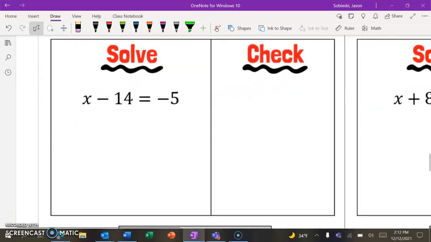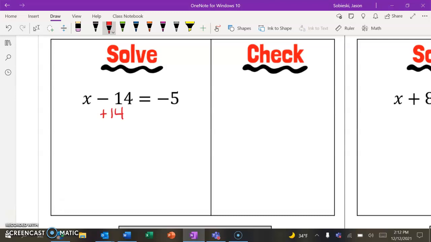So if we look at our example 1, x minus 14 equals negative 5. First of all, the x is what we're trying to figure out. We need to know what the value of that is. But right now, it's attached to a minus 14. So the way we isolate it, there's that vocab term again, is by using inverse operations. We need to do the opposite of subtract 14, which is just going to be plus 14.